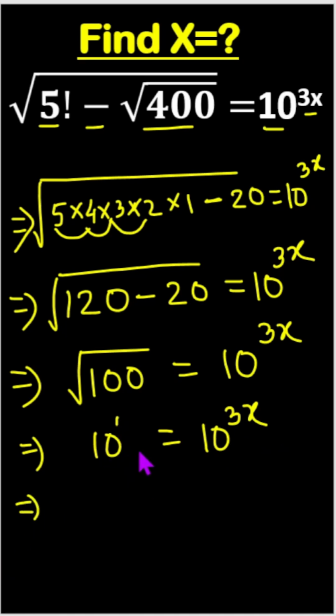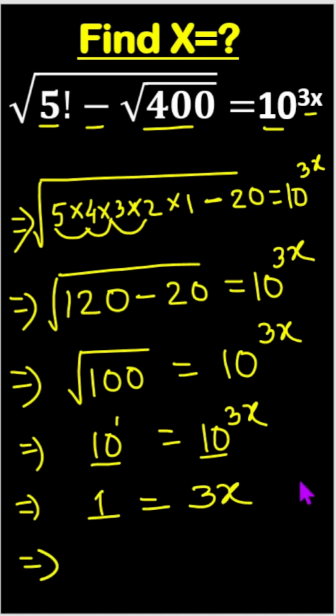So here is a similar base which is 10. So once the bases are the same, that time the powers will be equal. So we can write 1 equals 3x. Now x equals 1 by 3. Very simple, and this is our answer.